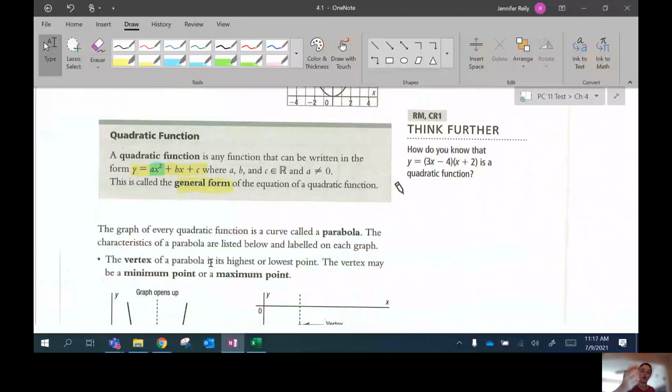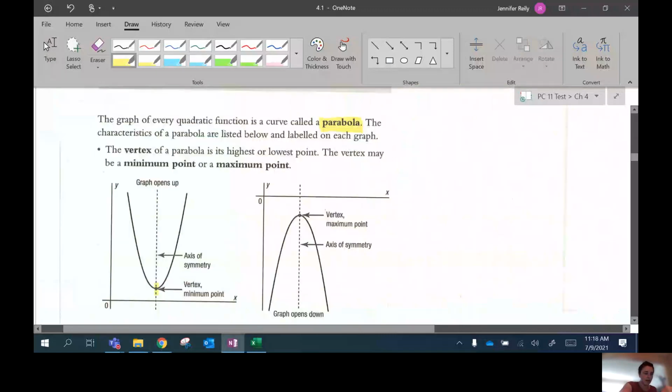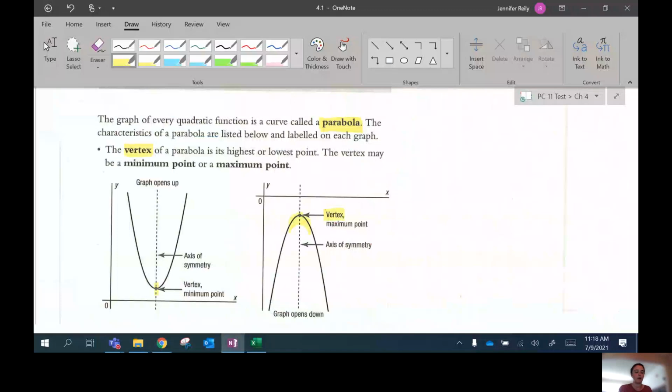The graph of every quadratic function curve is called a parabola. I already mentioned that, so we can say the shape is parabolic. The characteristics of parabolas are listed below. These are some words we need to know. The bottom point on a parabolic curve is called the vertex. It could also be the top point as well. It's just either the peak or the valley of the parabola that is called the vertex. We'll be learning about ways to find where that peak is, and there are lots of different applications for why that peak can be important in word problems.